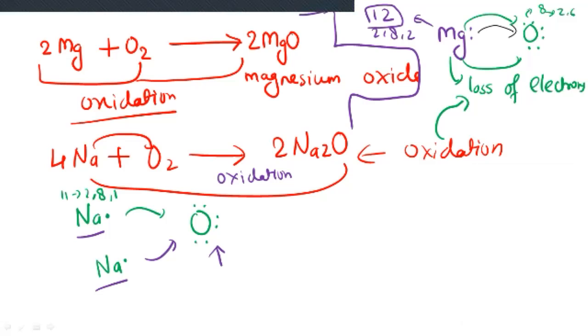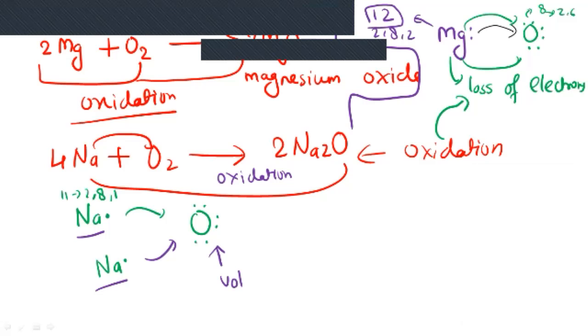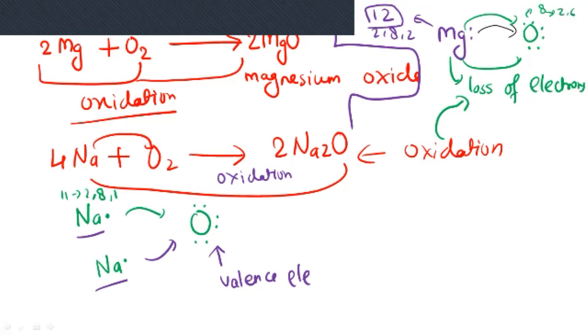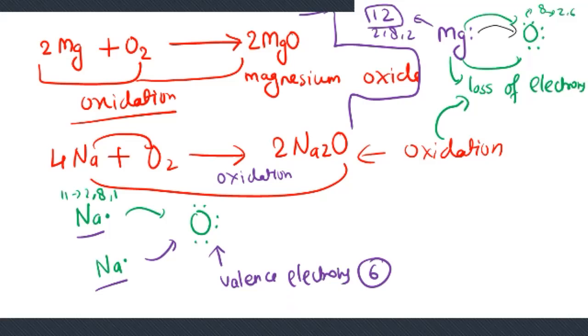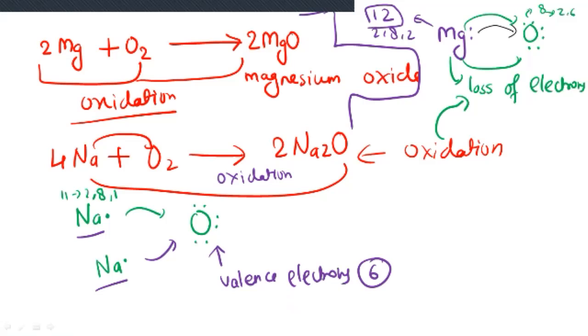Oxygen's valence electrons are 6. Okay, so the valency is what? It needs 2 more electrons to complete its octet. That's why oxygen is a non-metal, because it takes the electrons.